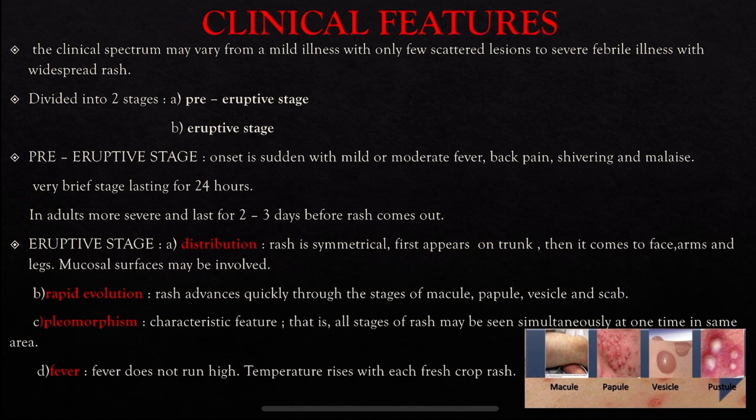Pleomorphism is a characteristic feature. What do you mean by pleomorphism? All the stages of the rash, whether it be a papule or a pustule, macule, vesicle, all of these different stages of the rash will simultaneously occur at one time in the same area. You can see the papule, macule, you can discover all of these stages in the same area. That is nothing but pleomorphism, multiple forms is pleomorphism.